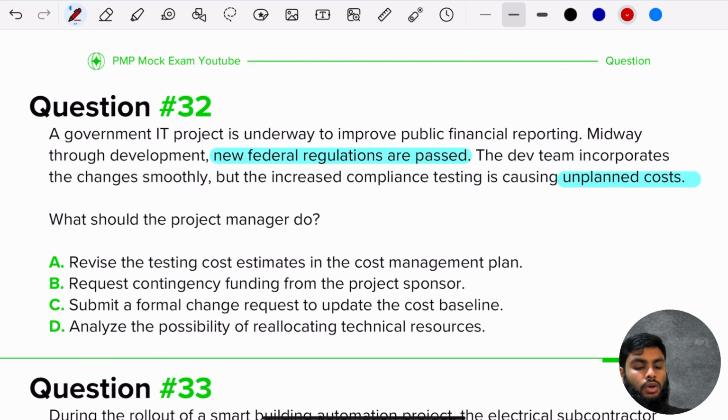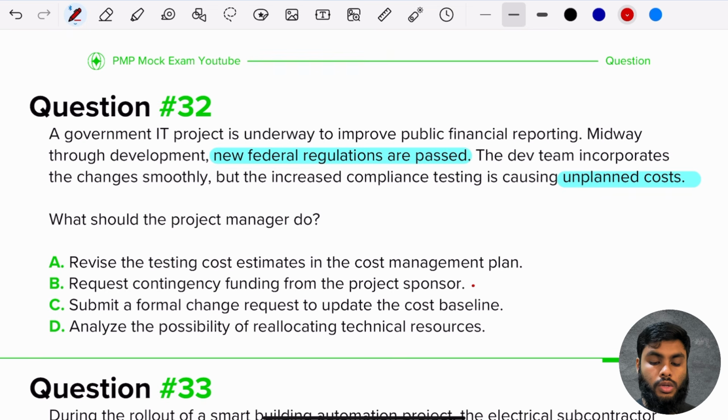Okay. Request contingency funding from the project sponsor. So we're not going to request this. This should have already been done, right? And we'll talk about this a little bit more. Submit a formal change request to update the cost baseline. Analyze the possibility of reallocating technical resources.